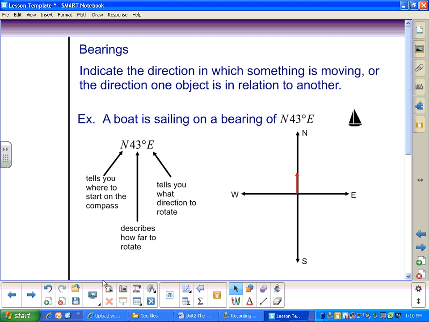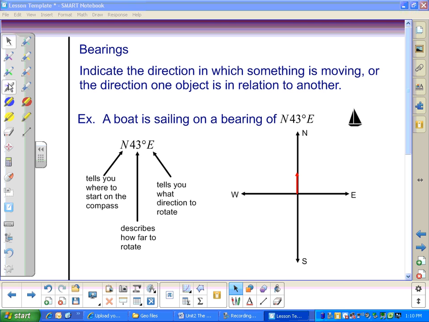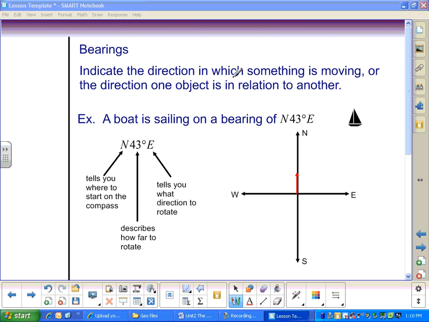Commonly you'll see lots of bearings in law of sines problems. A bearing is something that indicates the direction that something is traveling. Sometimes it's not a moving object. Sometimes a bearing will indicate where one object is in relationship to another object. So that's another way that you might use bearings. I'll try to give examples of both here. But let's talk about what a bearing is. Since it tells us a direction, we want to think about the bearing in relationship to a compass.